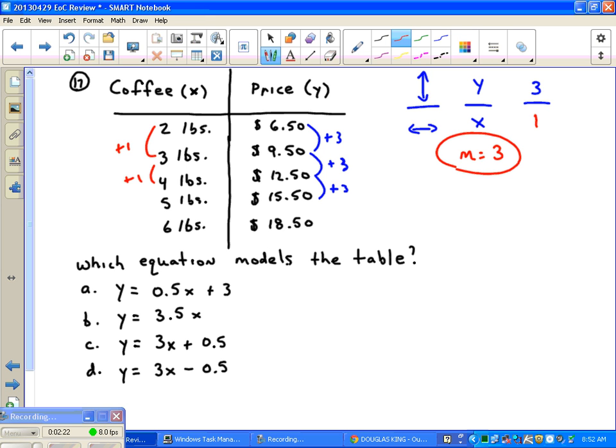So remember, y equals mx plus b. Well, we'll plug our values in. Plug in your value of m in place here. So 3x. So y equals 3x plus b. We don't know what our y-intercept is, but we know that it's not just 3 because if you multiply 3 times 2 pounds, it only gives us $6, not $6.50. So it has to actually start at not 0, but it starts at 50 cents. So plus 0.5, C.